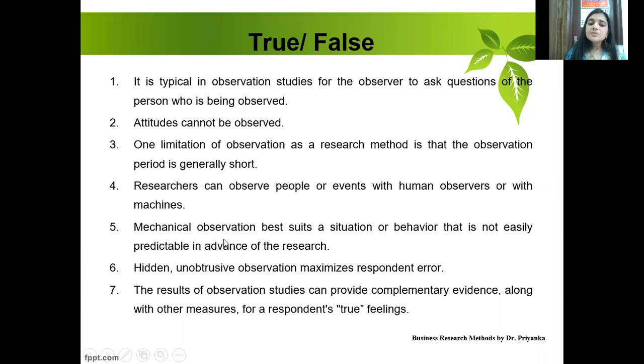Fifth, mechanical observation best suits a situation or behavior that is not easily predictable in advance of the research. It's false. Human observation is better suited for these types of situations or behaviors. Sixth, hidden unobtrusive observation maximizes respondents' error. It actually minimizes the error. So it is false. Seventh, the results of observation studies can provide complementary evidence along with other measures for a respondent's true feelings. Yes, it's true.